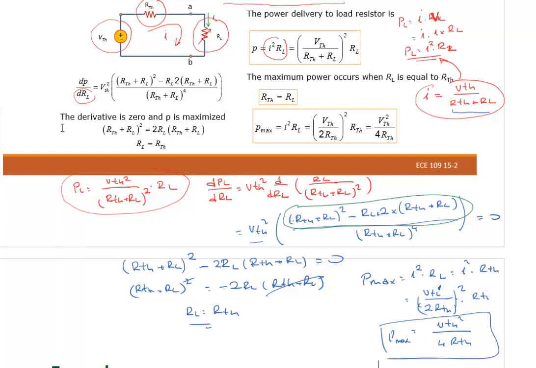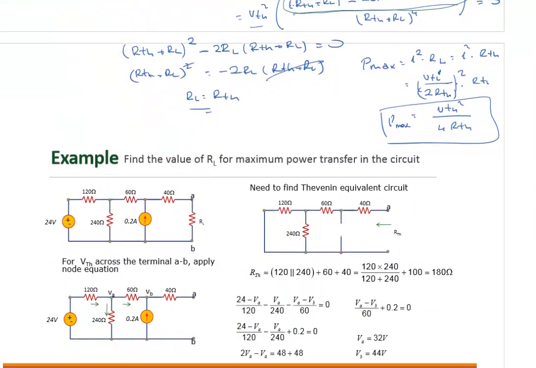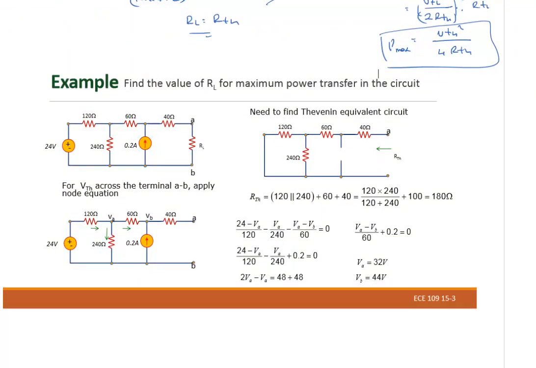Let's give an example to see how we can find this. In the first example, we're going to find the RL value so we can have maximum power transfer to this RL right there. So we'll take this part here and find the Thevenin equivalent circuit. First, to find the RTH, we take the independent sources out. That means this will be short, and this will be open here.